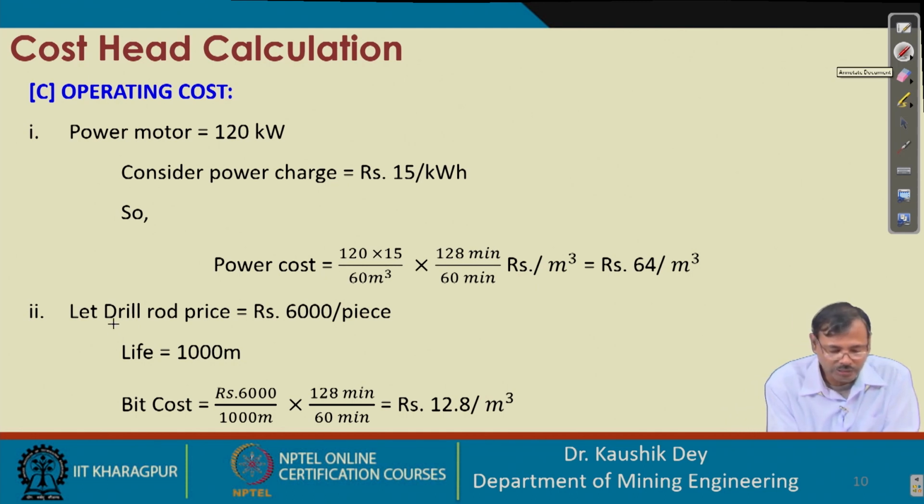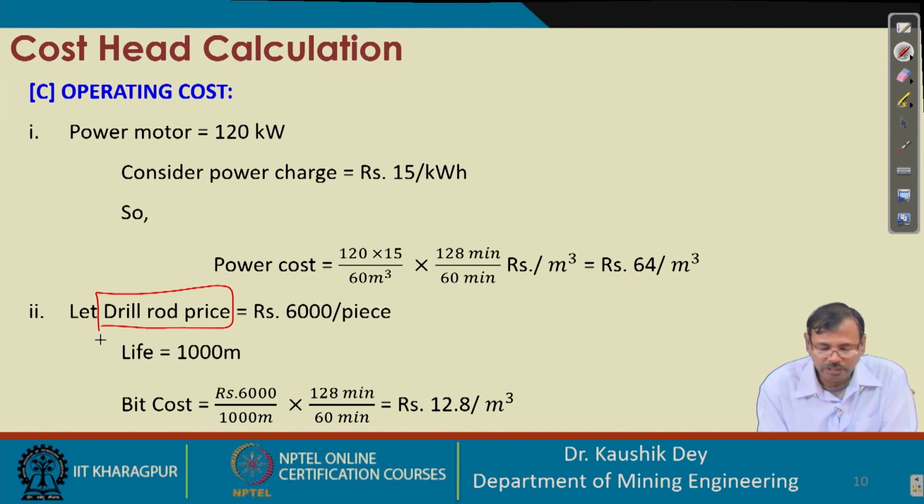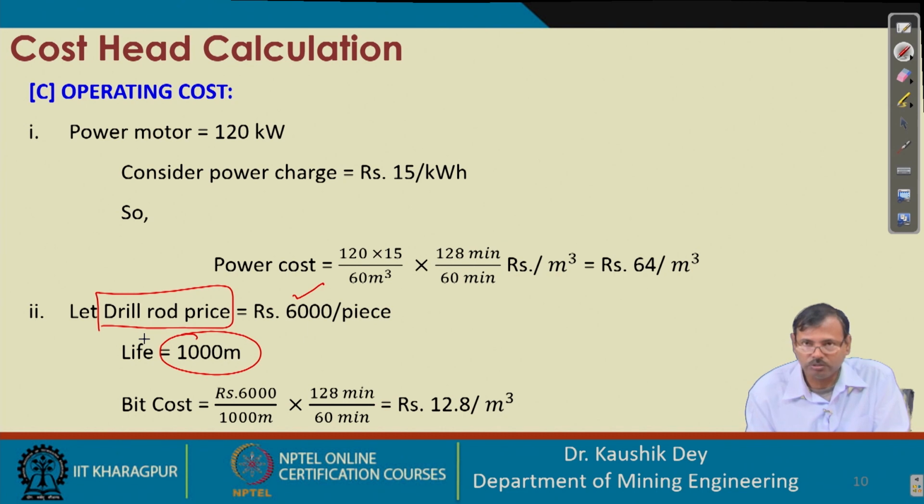Now, let us consider the consumables. Consumable is the drill rod we have considered here, and the drill rod price is considered as 6,000 rupees per piece, and each rod let us consider giving us 1000 meter of drilling. So, it is directly coming for rupees per meter. So, this is 6,000 by 1000 meter.